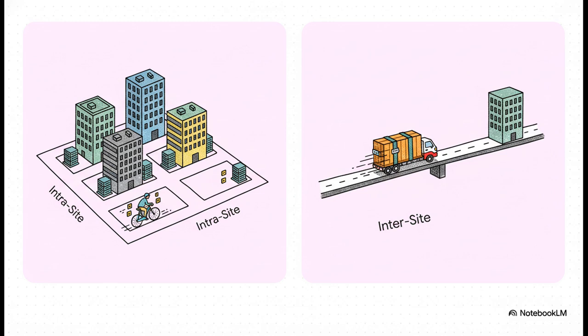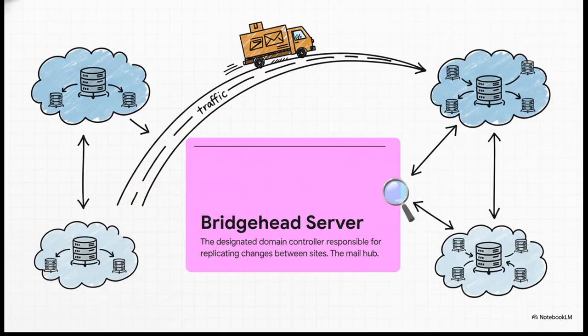But when you're talking about going between sites over that slower WAN link, well, it completely changes its strategy. It becomes more like scheduled freight shipping. The data gets compressed, it's all bundled up, and it's only sent out on a schedule. Why? All to save that precious bandwidth. Now, to manage all this freight shipping, Active Directory is smart enough to automatically pick a specific server in each site to be the Bridgehead server.